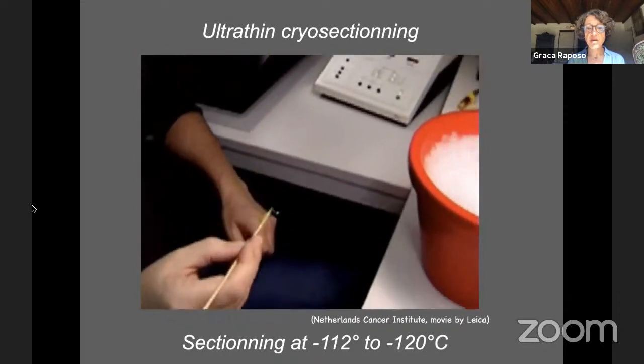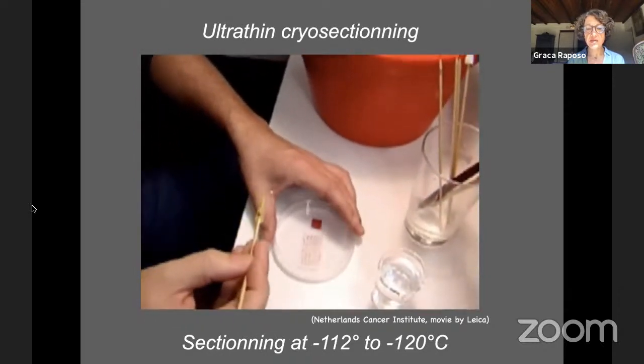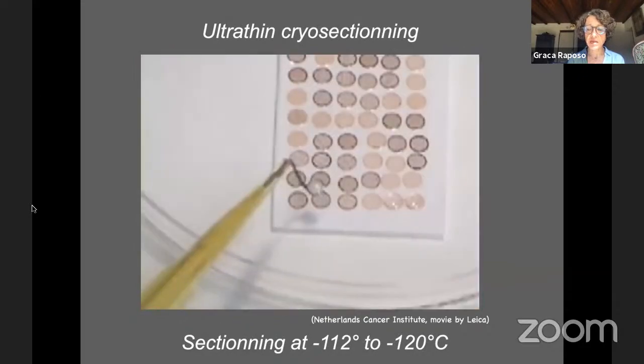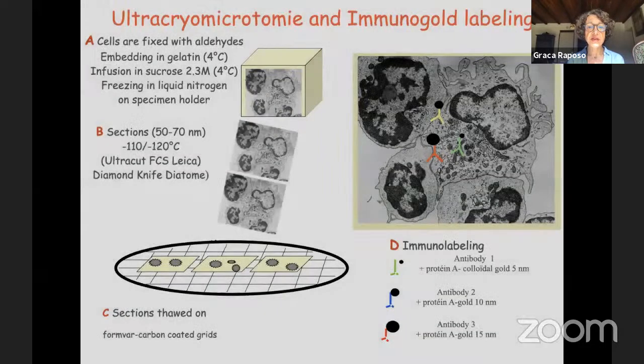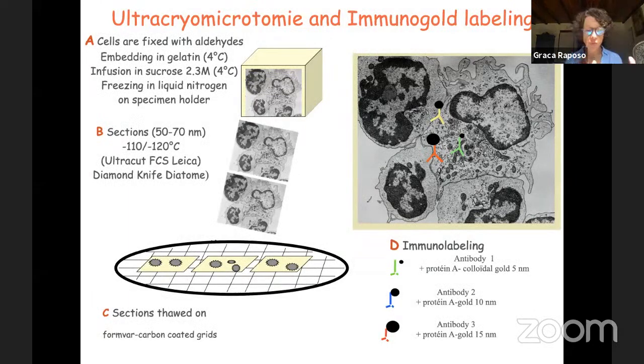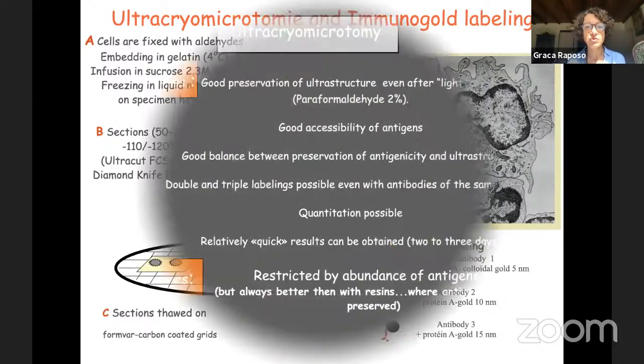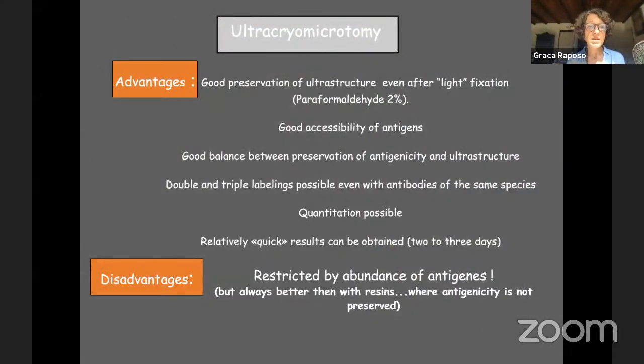This part is really tricky, because you go from very cold, ice, to 4 degrees. This is just a protocol that Daniel can keep in the presentation, on how to do the immunolabeling. There are a lot of advantages to this technique, because it is relatively quick and results can be obtained in 2 to 3 days.